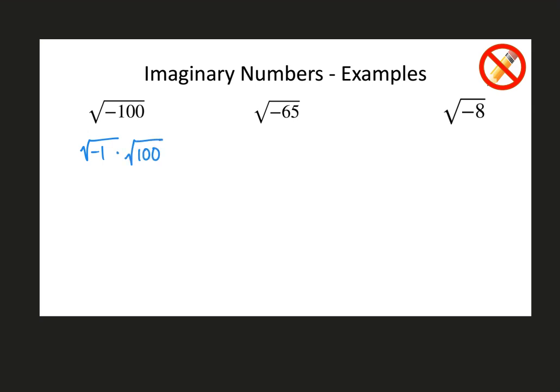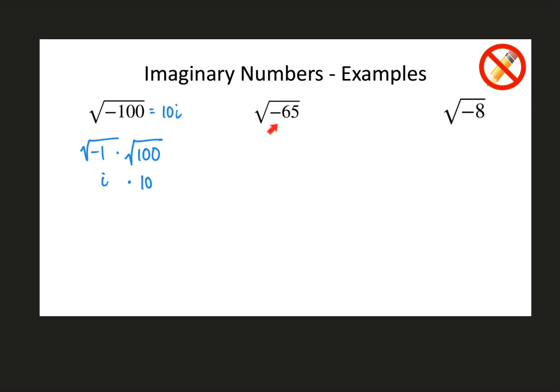Since negative 1 times 100 is negative 100, well, we know the square root of 100 is just 10. And we now know that the square root of negative 1 is equal to i. So the square root of negative 100 is actually equal to 10i.